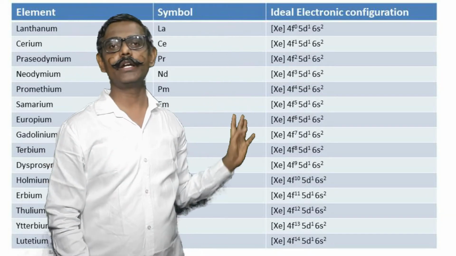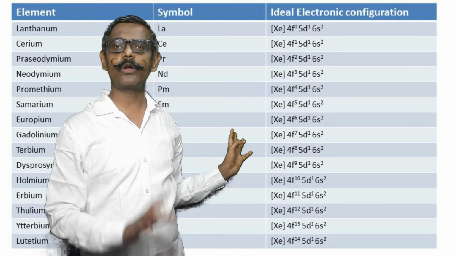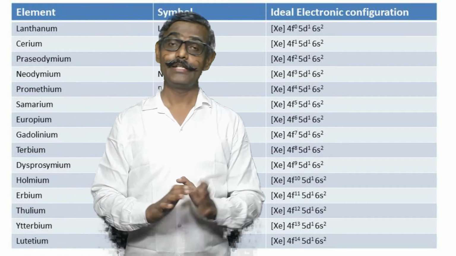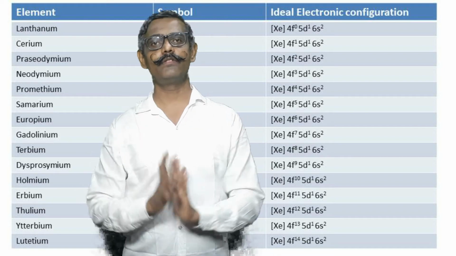Likewise, you can write the electronic configuration for all the lanthanoids. That electronic configuration is the ideal electronic configuration, which is represented here. Ideal electronic configuration for all lanthanoids. It is the general electronic configuration.